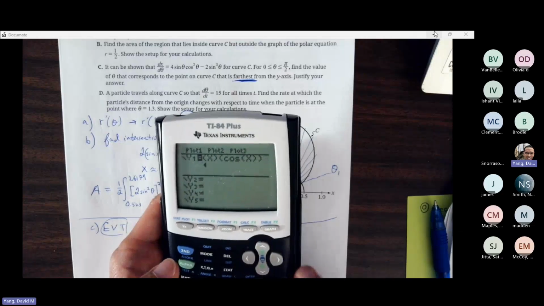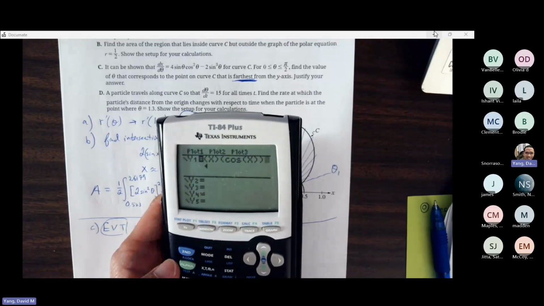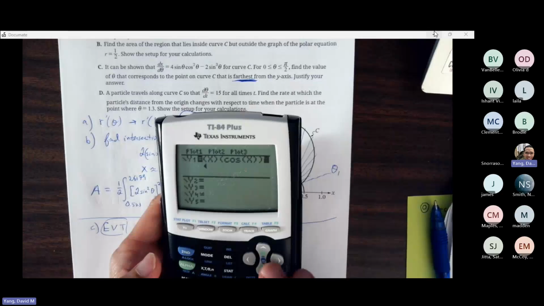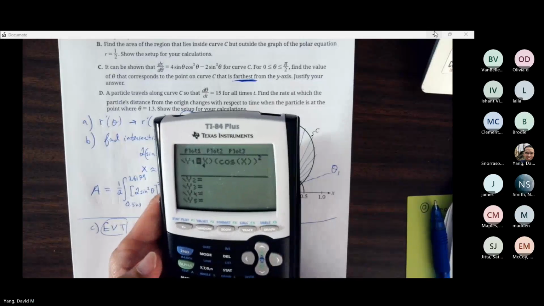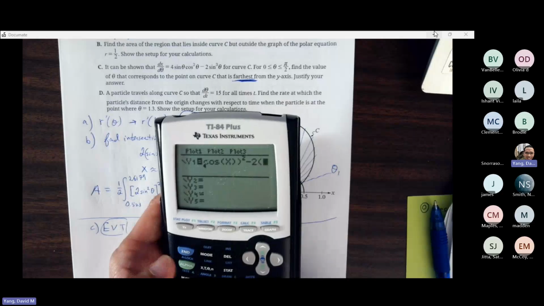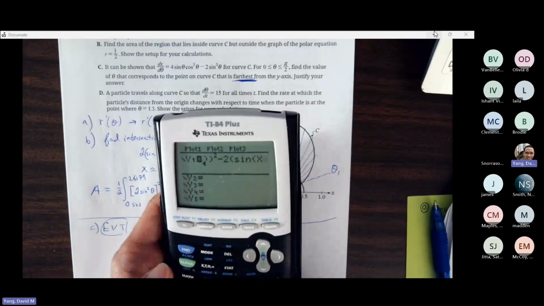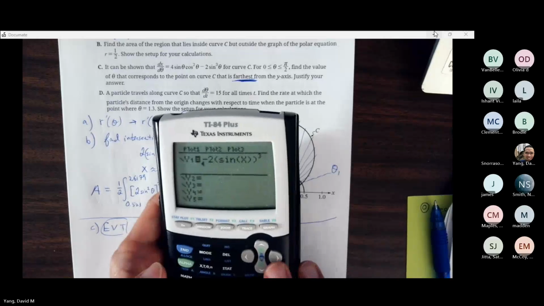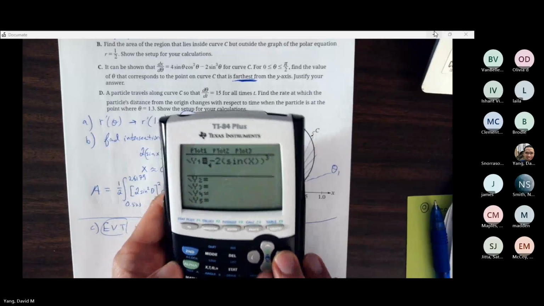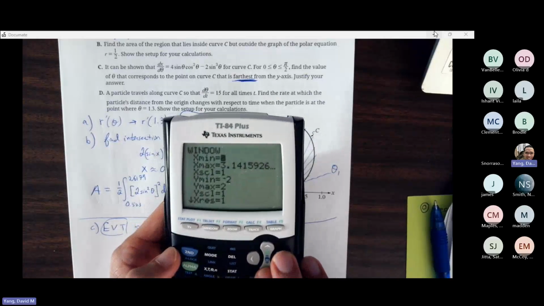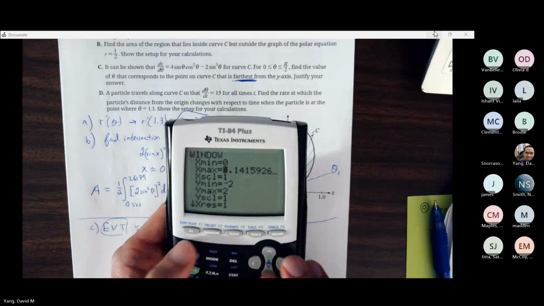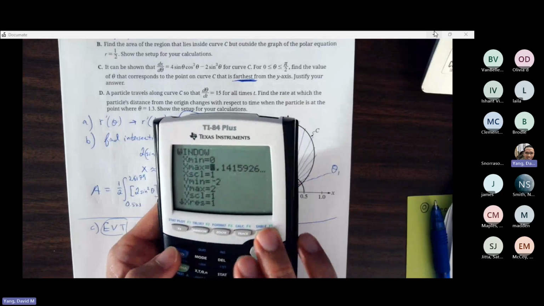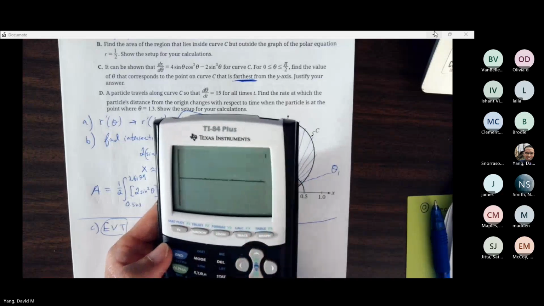I think the only way to do cosine squared x is to do cosine x in big parentheses squared, minus 2 big parentheses sine of x, close that off, and then cube it. And I want to look at this between 0 and pi over 2. Well, let's do from 0 to pi. It doesn't matter here.